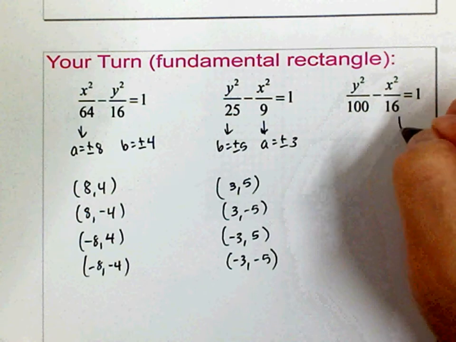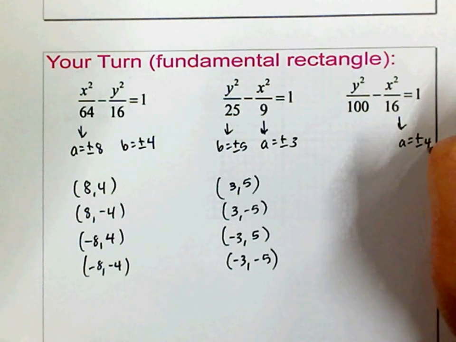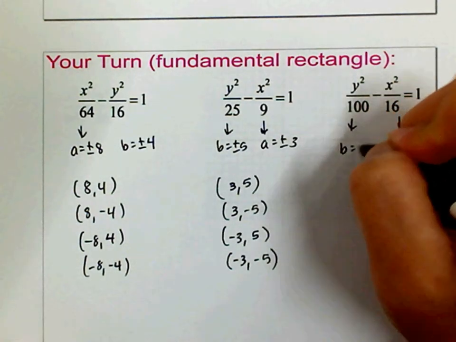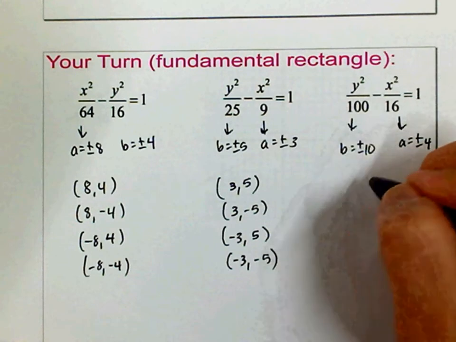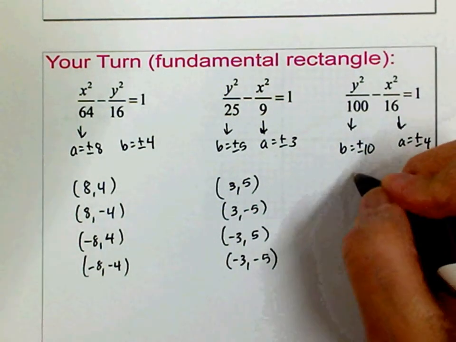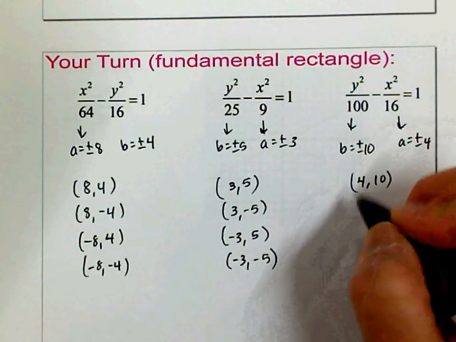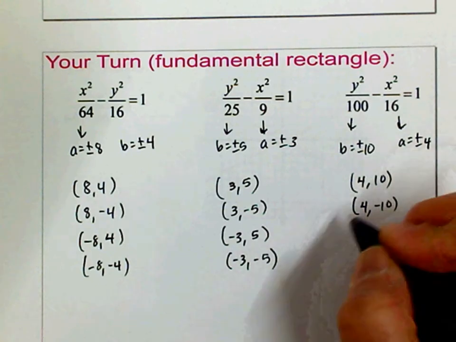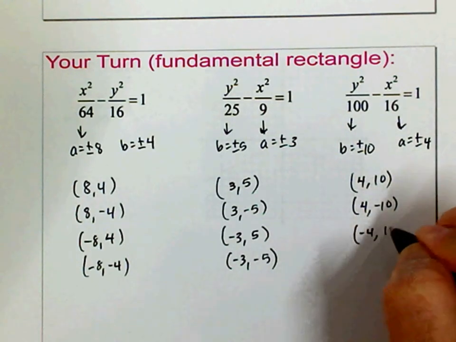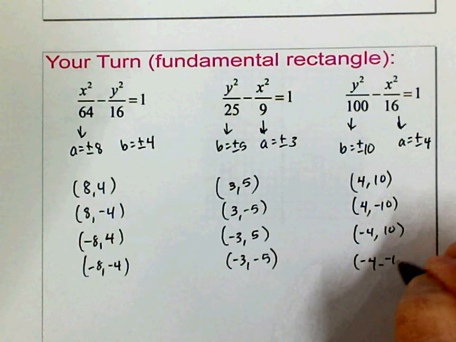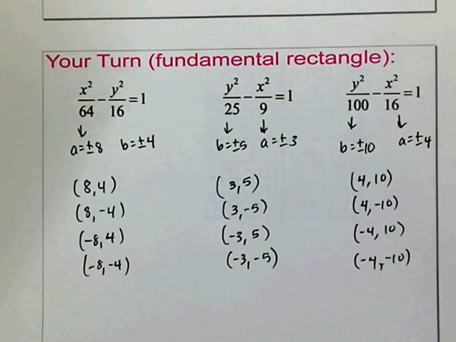A is plus or minus 4. Your b is plus or minus 10. Okay? This is just to help you graph. So you're going to have 4 and 10, 4, negative 10, negative 4, 10, negative 4, negative 10. All right, so there you have your fundamental rectangles.